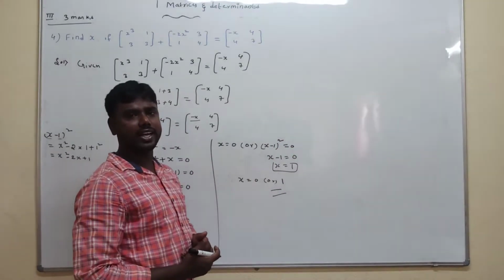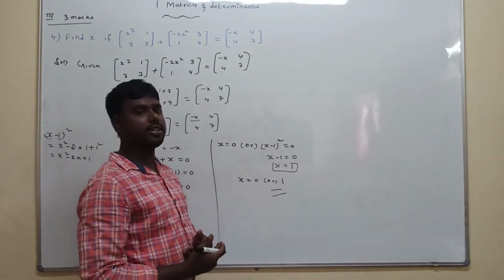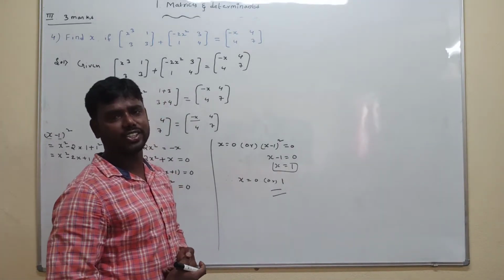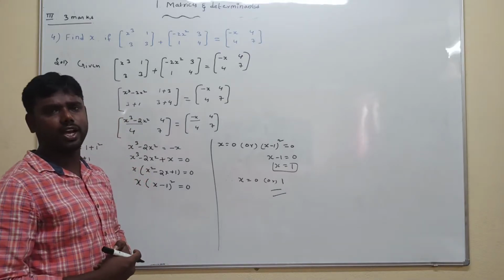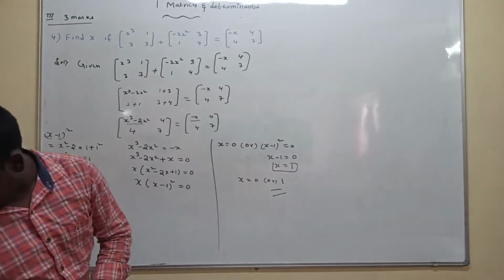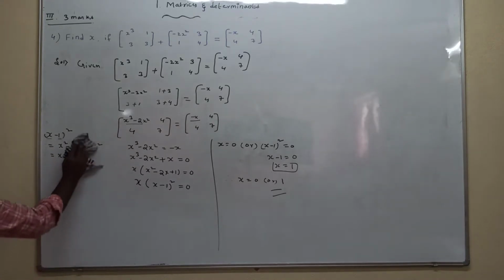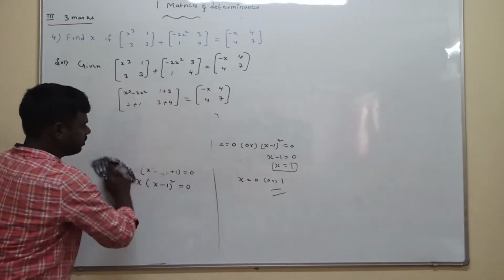Here, how many x values did we get? One is 0, another is 1. So do you understand, dear students, how to find the x values? Next we are discussing the fifth question.